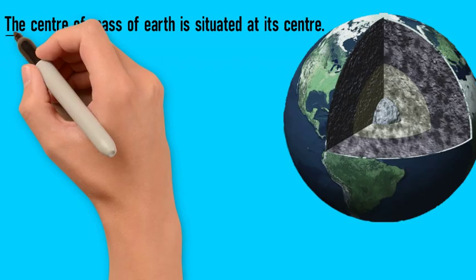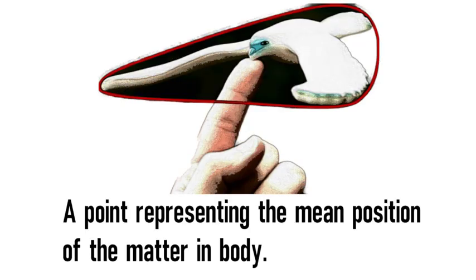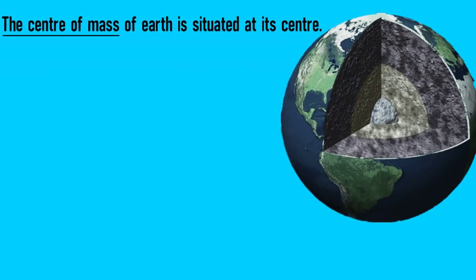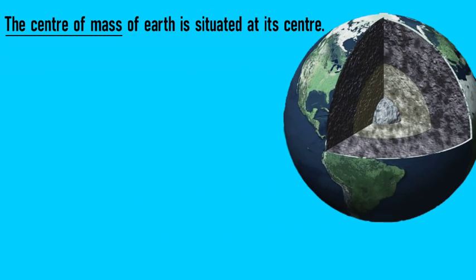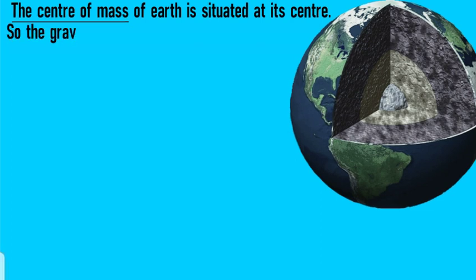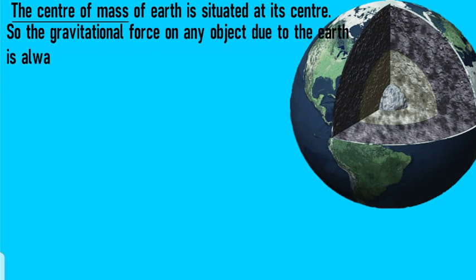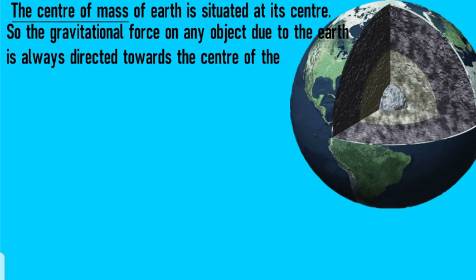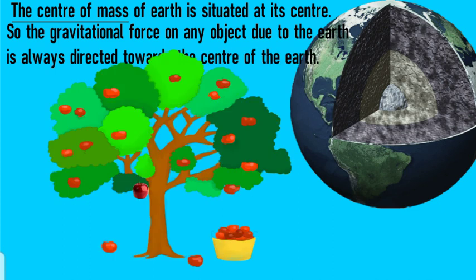The center of mass. What is center of mass? Center of mass is a point representing the mean position of the matter in a body. So this center of mass of Earth is situated at its center. So the gravitational force on any object due to the Earth is always directed towards the center of the Earth. Because of this force, objects fall vertically downward on the Earth.